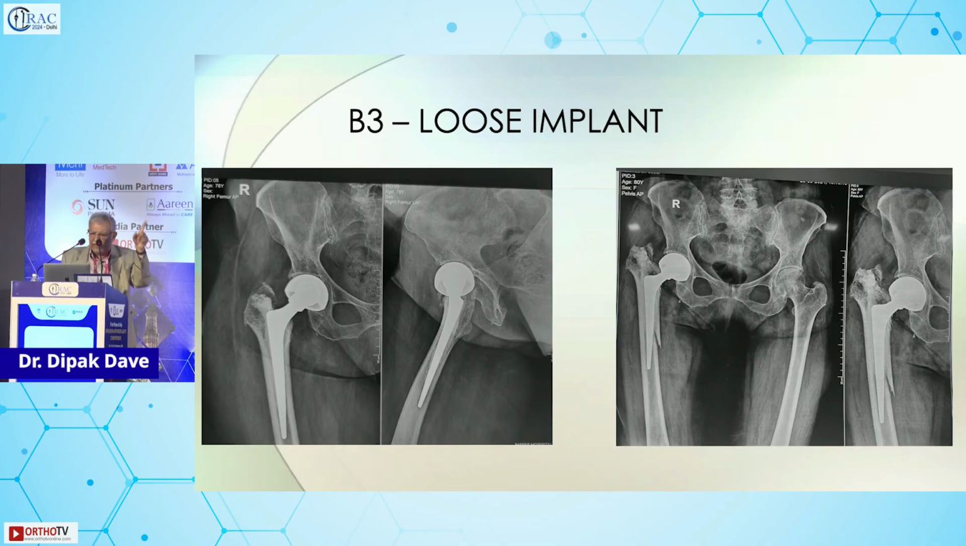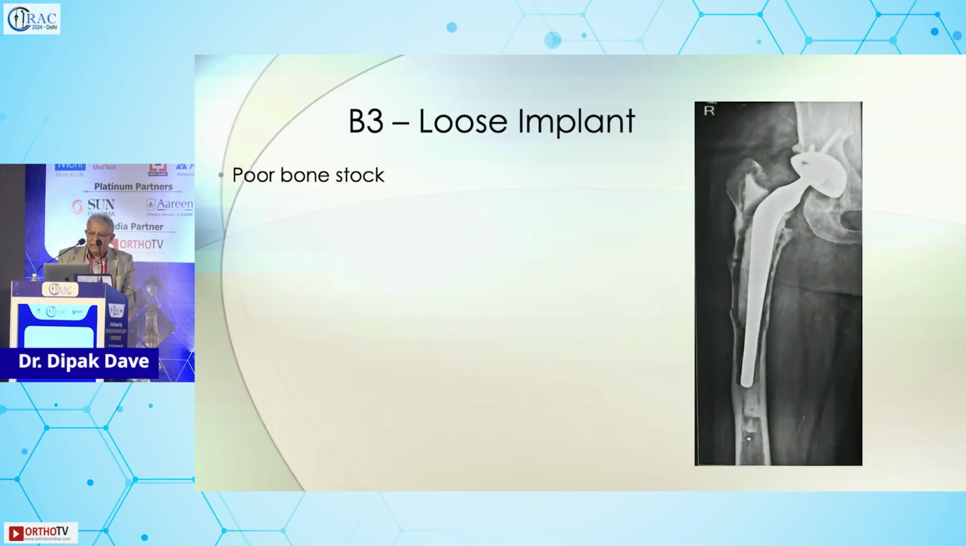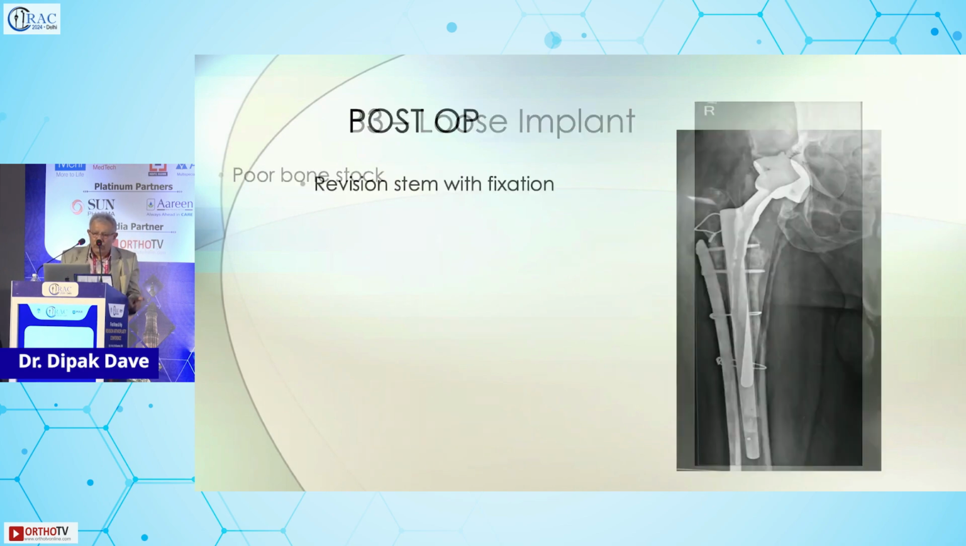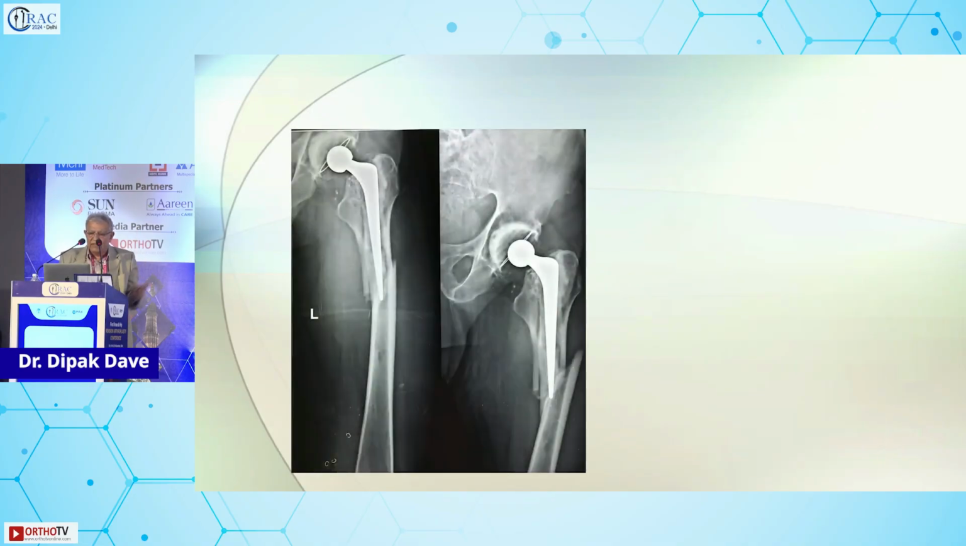We cannot only fix. Remove the cement and put a long stem prosthesis, and this has been done. So another case, there is a lateral or a wall fracture. This is a loose implant, but no adequate bone stock. So when you don't have adequate bone stock, you supplement with fixation. Again, long stem with supplementary fixation with a revision stem.